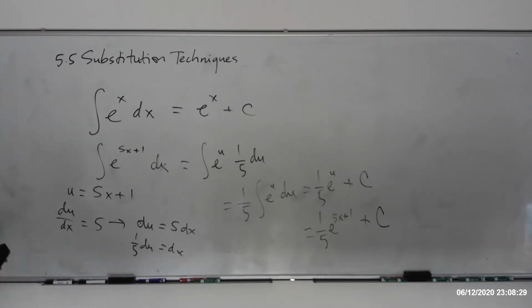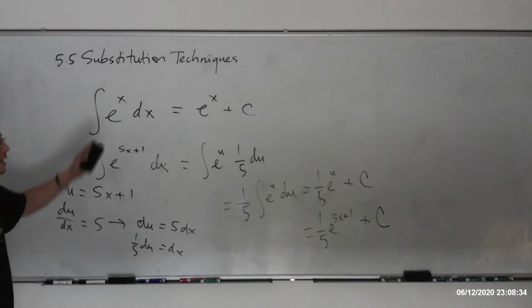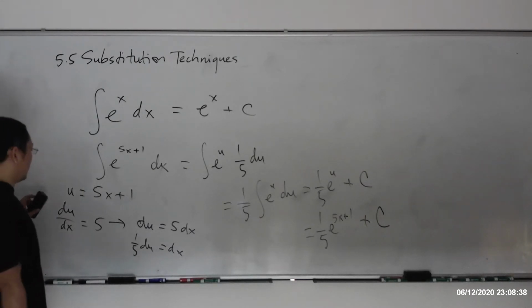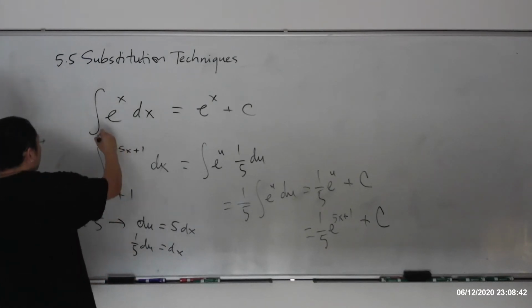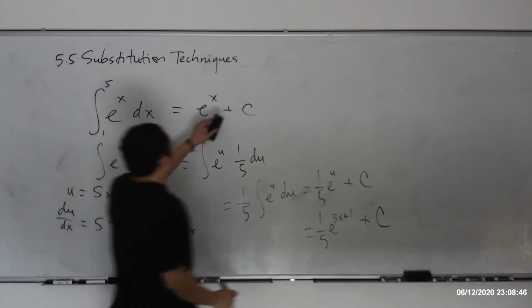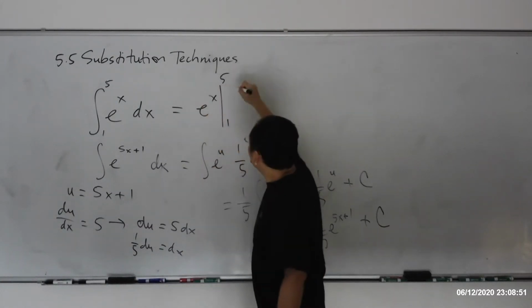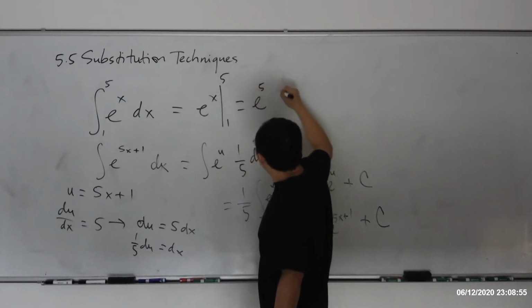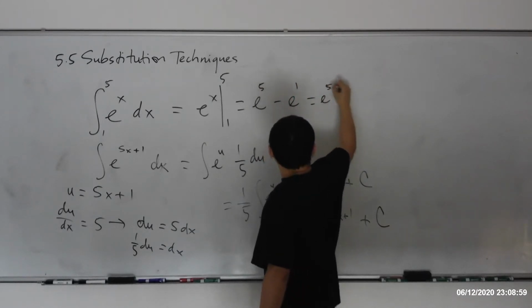Okay, let's move on to another example. How about this time I keep this example, but I add an upper bound and lower bound to it. So what if I have the integral of e to the x dx, say from 1 to 5, and the answer is going to be what? e to the x from 1 to 5. We write it this way: plug in x equal to 5, so e to the 5th minus e to the 1, which is e to the 5th minus e.